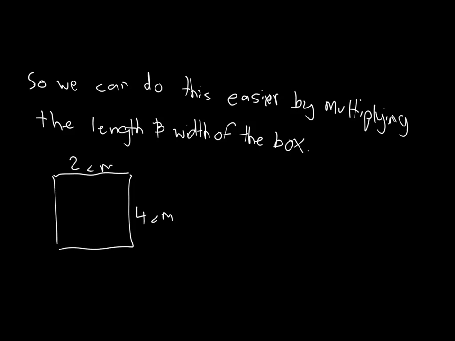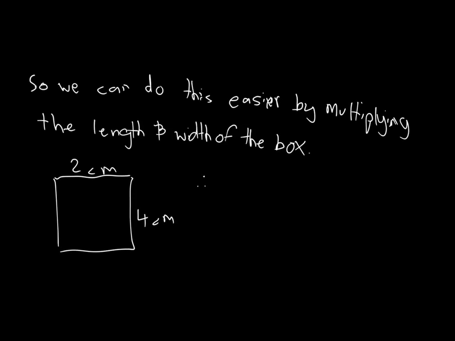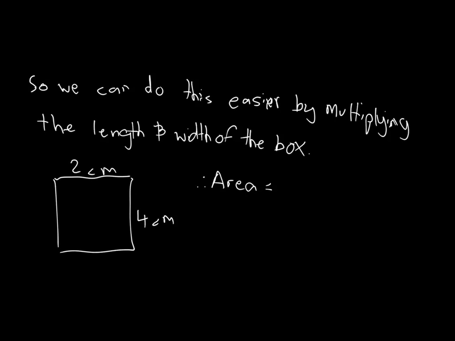So here I've got a box 4 centimeters by 2 centimeters. So its area would be the length times the width, which is just 2 centimeters times 4 centimeters. So we know this is 8, but it's centimeters times centimeters, so I get 8 centimeters squared, which is where my unit comes from in terms of area.